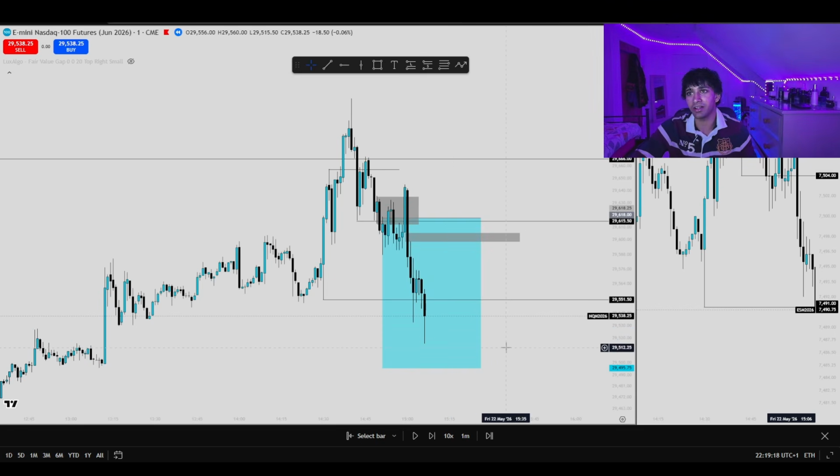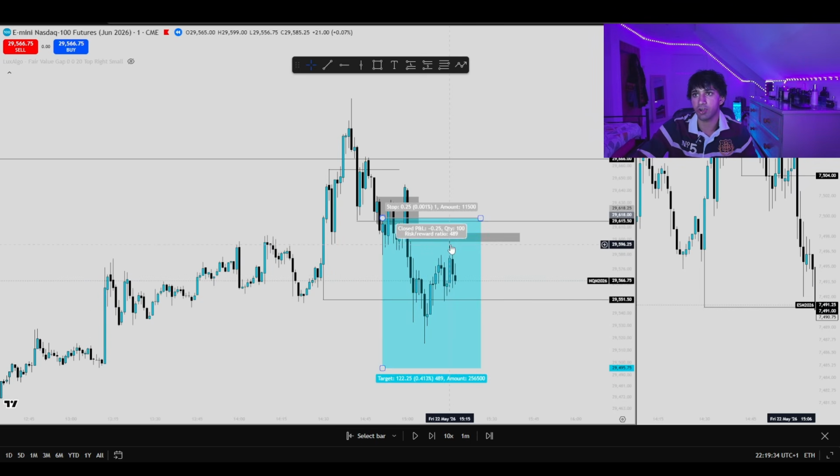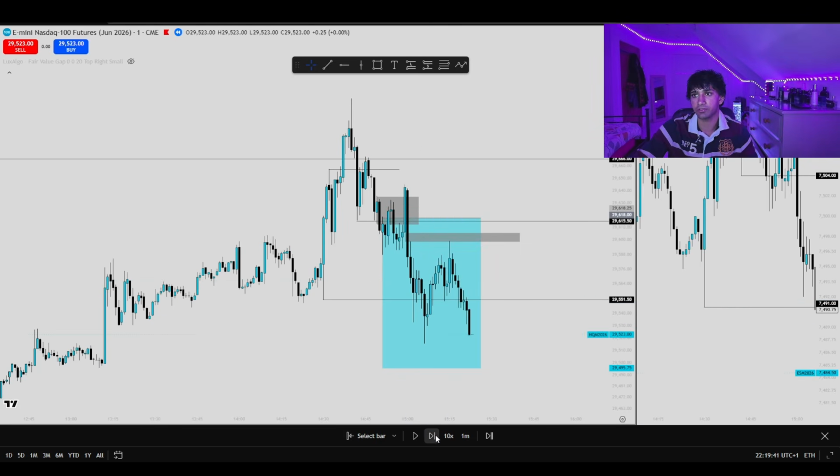Well, not really pissed off, but I'd rather give price the chance to work out of the imbalances and draw lower than get taken out early and miss out on profits. So you can see there, price perfectly to the tick taps this bearish fair value gap and works lower, and you'll see we smash TP just like that.